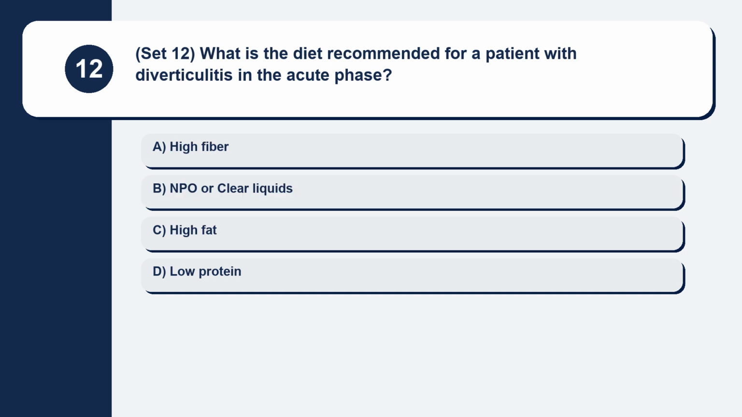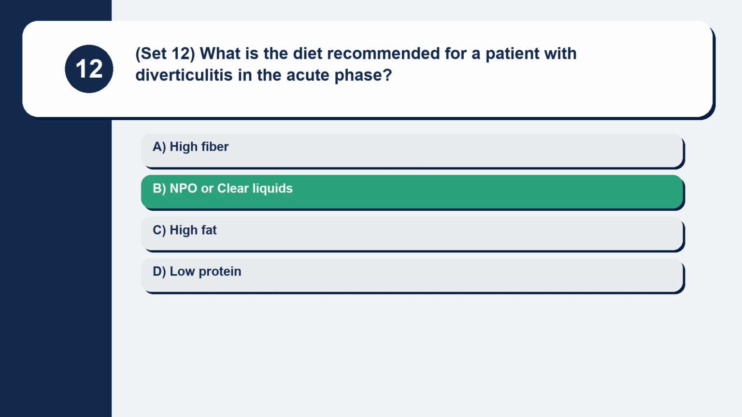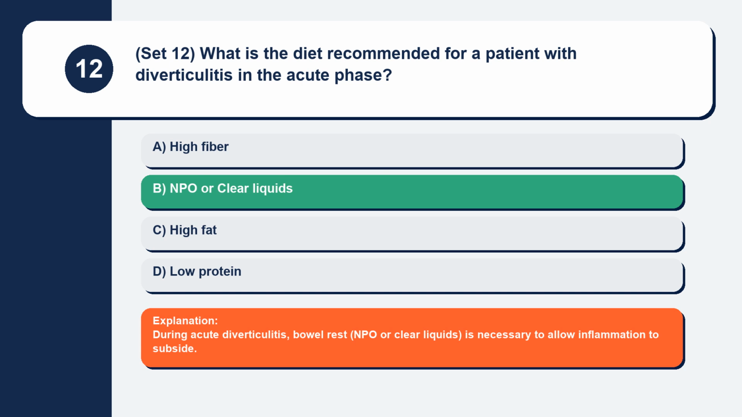Question 12, Set 12. What is the diet recommended for a patient with diverticulitis in the acute phase? High fiber, NPO or clear liquids, high fat, low protein. During acute diverticulitis, bowel rest, NPO or clear liquids, is necessary to allow inflammation to subside.